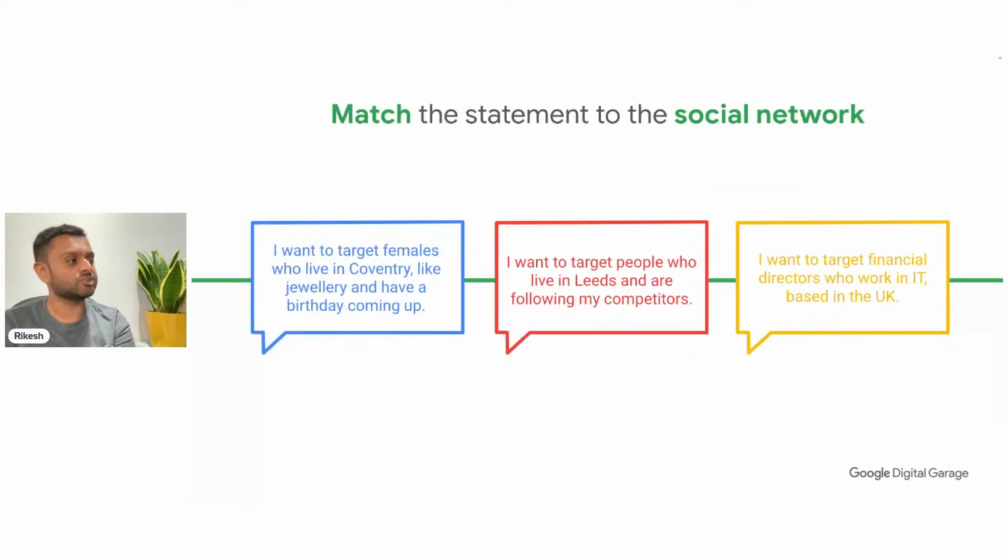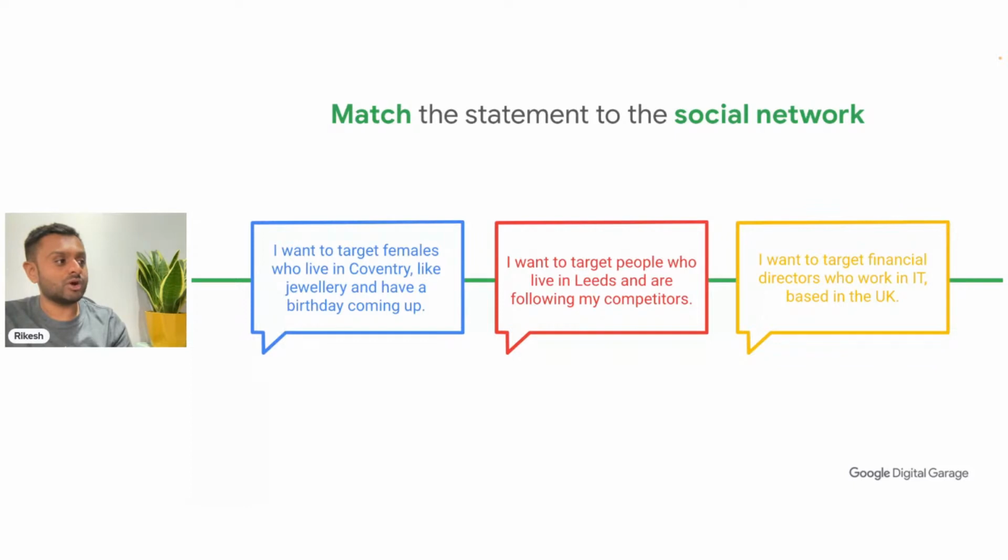So if you match some of these statements to the social network: I want to target females who live in Coventry, like jewelry, and have a birthday coming up. That would typically be Facebook, because you've got a life event there, a birthday coming up. It's got interests in jewelry as well. And then it's also got a location in Coventry as well.